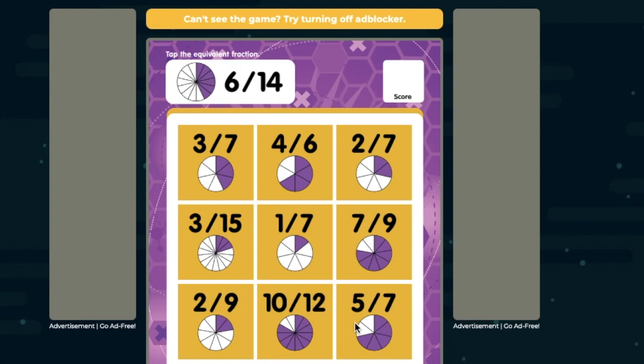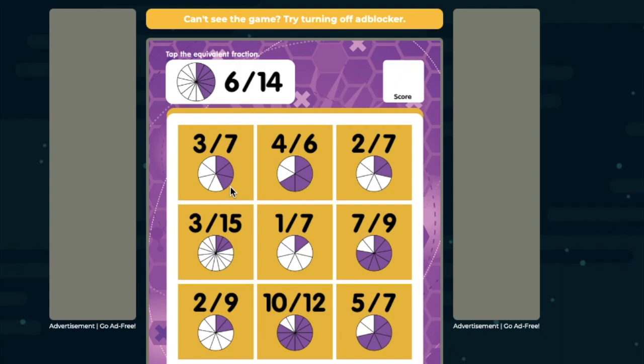Okay, I see this is less than half, so anything more than half I'm not going to look at. So we'll cross out this one, and this one, and this one, and this one. It looks like it's pretty close to half, though. This one's pretty close to half. Too big, too small, too small, too small, too big. Too big and too small. So just by looking at this, it looks like 3/7 is our best bet.